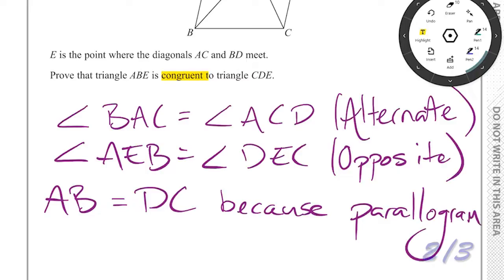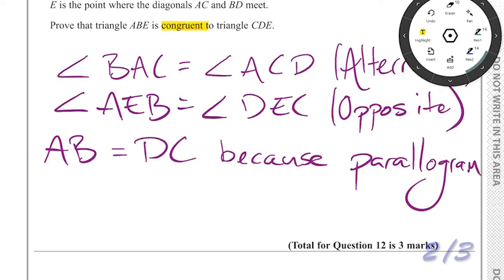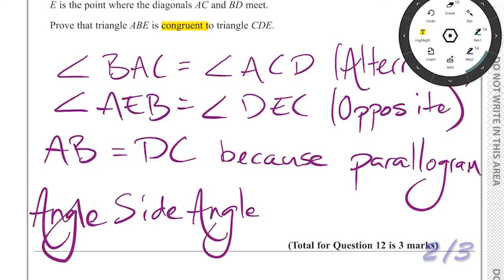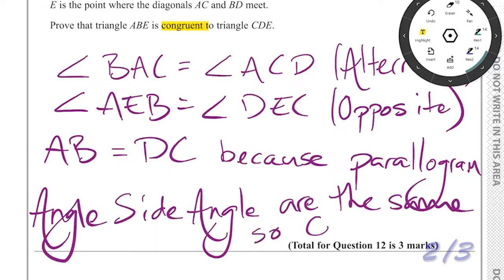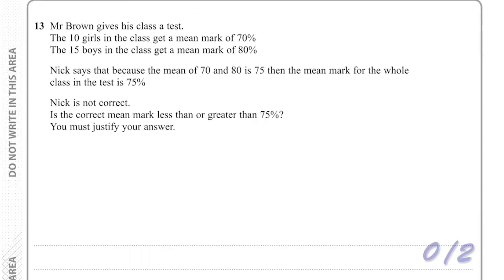So far we've given enough information to show that they are congruent triangles, but we haven't actually stated that they're congruent. If we have two angles the same with a side in between the same, they must be congruent. So we'll just say that angle side angle are the same, so congruent. There we go.